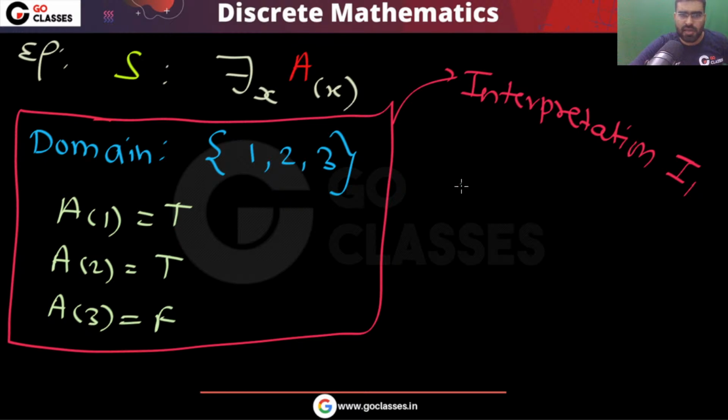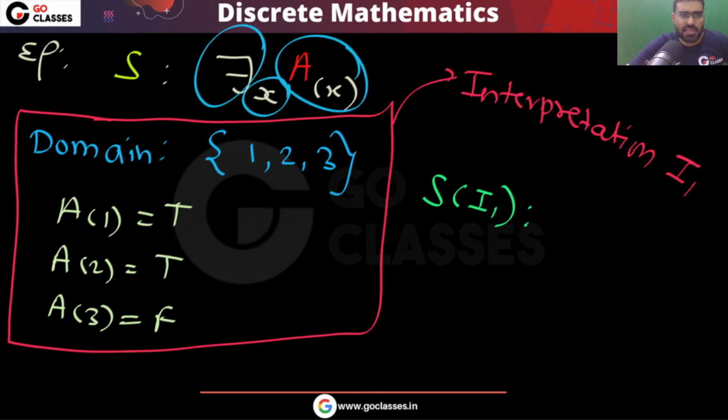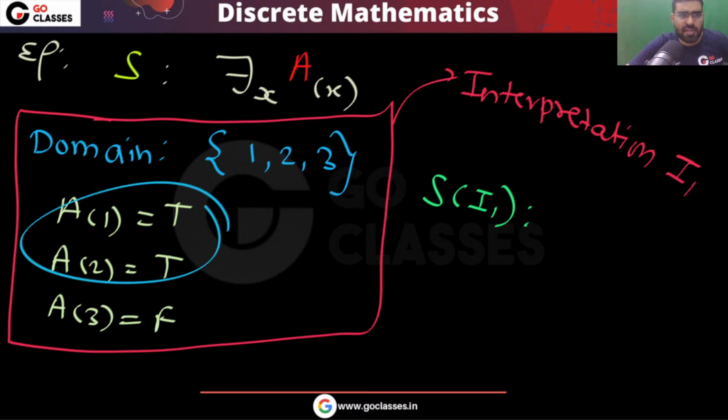Now you tell me, in this interpretation, this expression s, is this true or false? This expression is saying that there exists some element in the domain for which a is true. So yes, there exists some element in the domain for which a is true. So I can say in this interpretation s is true.